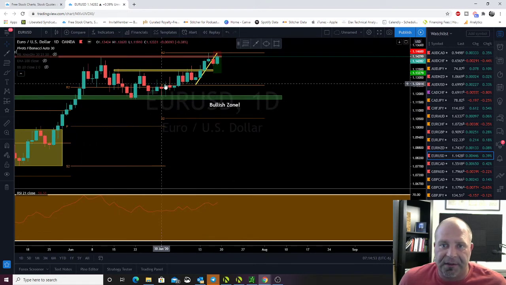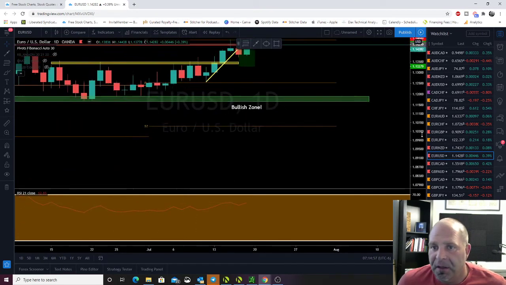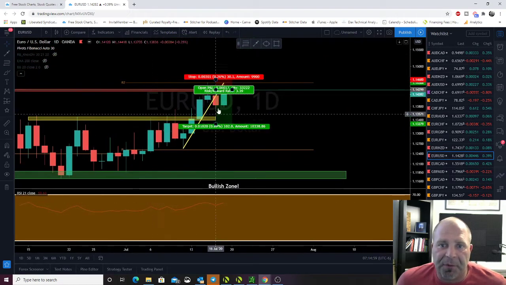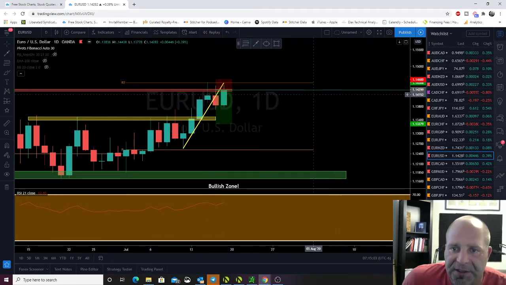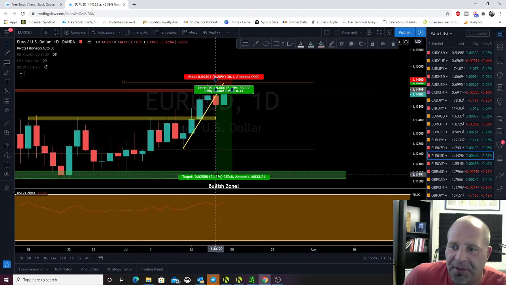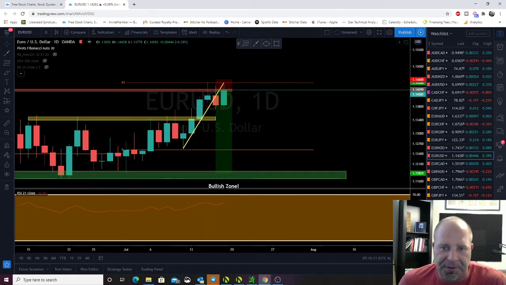Euro USD. All right. So this pair, when we hit this R2 level, I started looking really short. And you can see it went through a little bit of drawdown. But I like this pair potentially all the way down to the 1.11 levels this week.